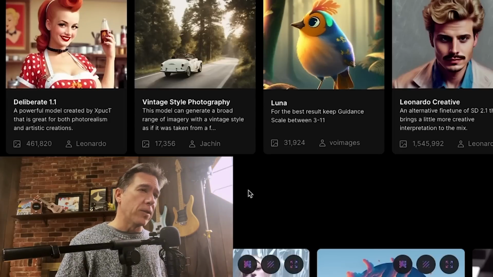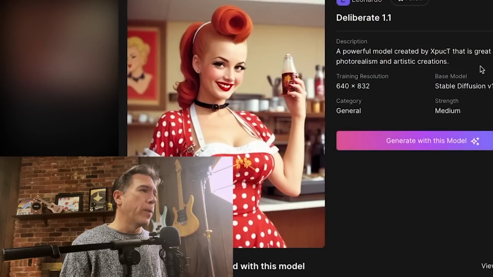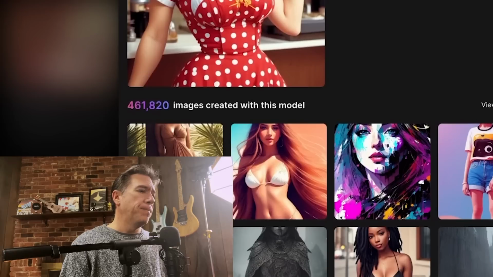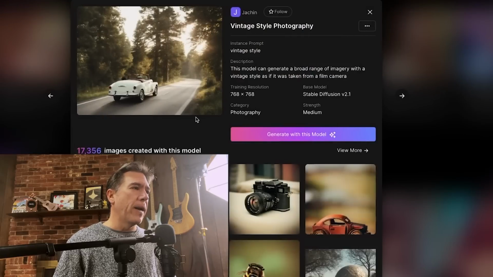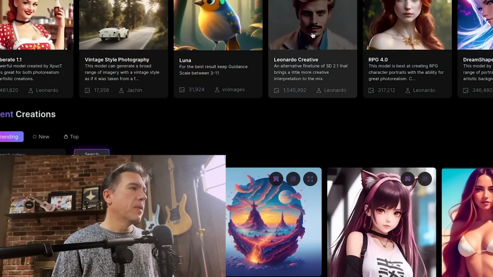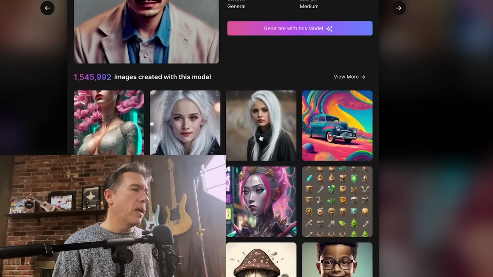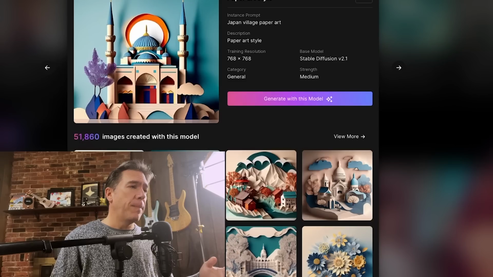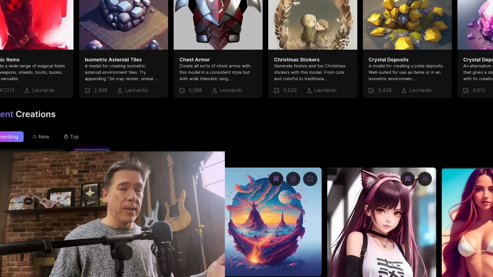So quickly going over the models that you were provided with, you have Deliberate 1.1, which is sort of their photorealistic and artistic creation style. I guess this would be considered default for the most part. Vintage photography, which, as its name implies, is looking like a film camera. Luna, which has a magical mystery creature vibe to it. Leonardo Creative, which is a fine-tuned version of Stable Diffusion 2.1. It had some very nice images in here. Paper art style, which I've been playing around a lot with lately and will be in our head-to-head shortly. Christmas sticker. Okay, yeah, there's just a lot more models that you can go through.